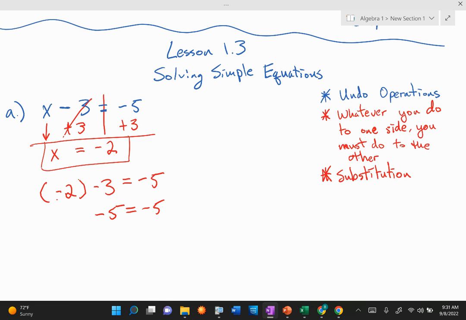You got -2 minus 3 equals -5. You get to that last line. All we're working on is balance, right? So, does -5 equal -5? If the answer to that question is yes, then you're good. Do you need to check every single problem? Not necessarily. But if you're not sure, substitution. If you're not sure, this is the method to use.